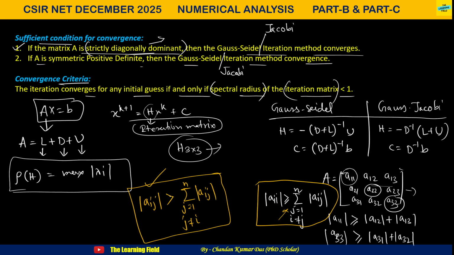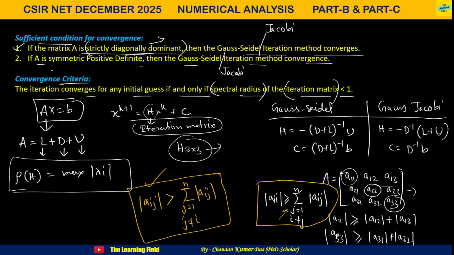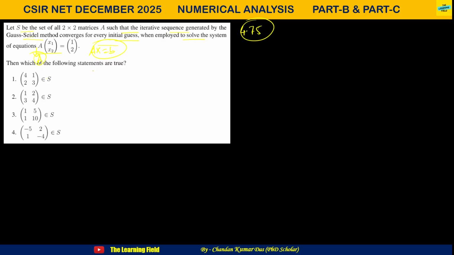Now, going to the question. First we check whether the matrices are diagonally dominant, or the second sufficient condition, symmetric positive definite. In the first case, option number 1, the modulus of 4 is greater than the other element. There is only a 2 by 2 matrix, so this holds, and the modulus of 3 is greater than the modulus of 2. That means this is a strictly diagonally dominant matrix. Therefore this converges. That means this belongs to S.